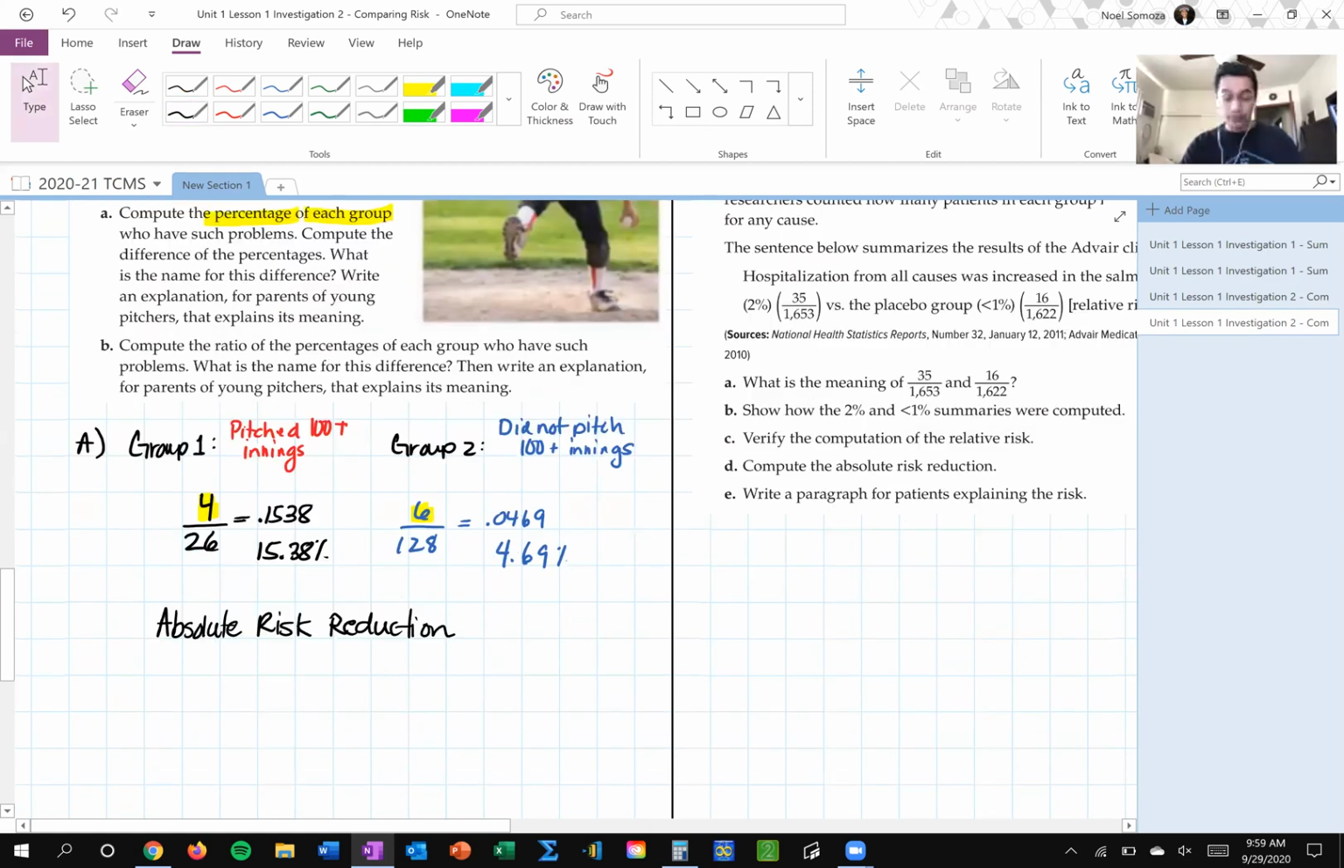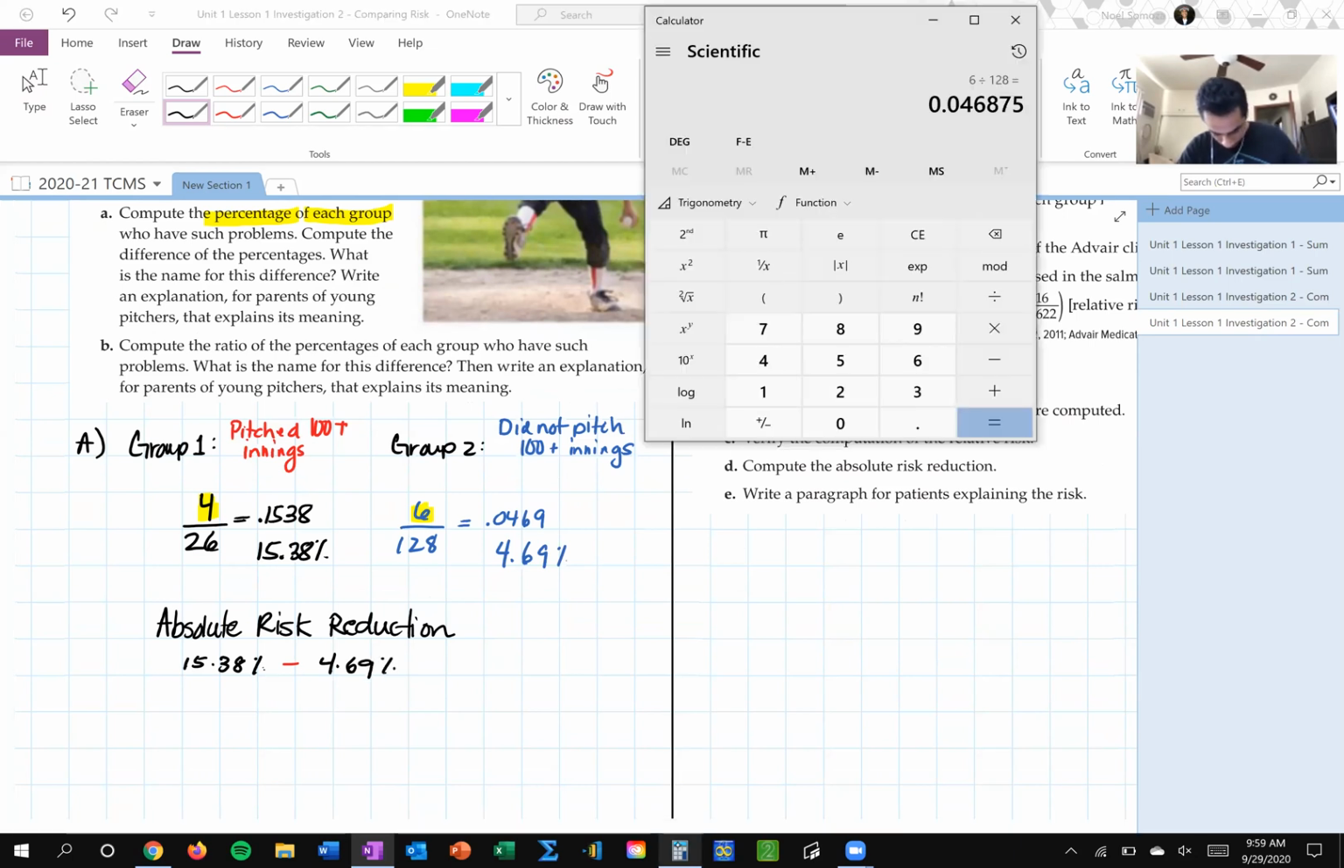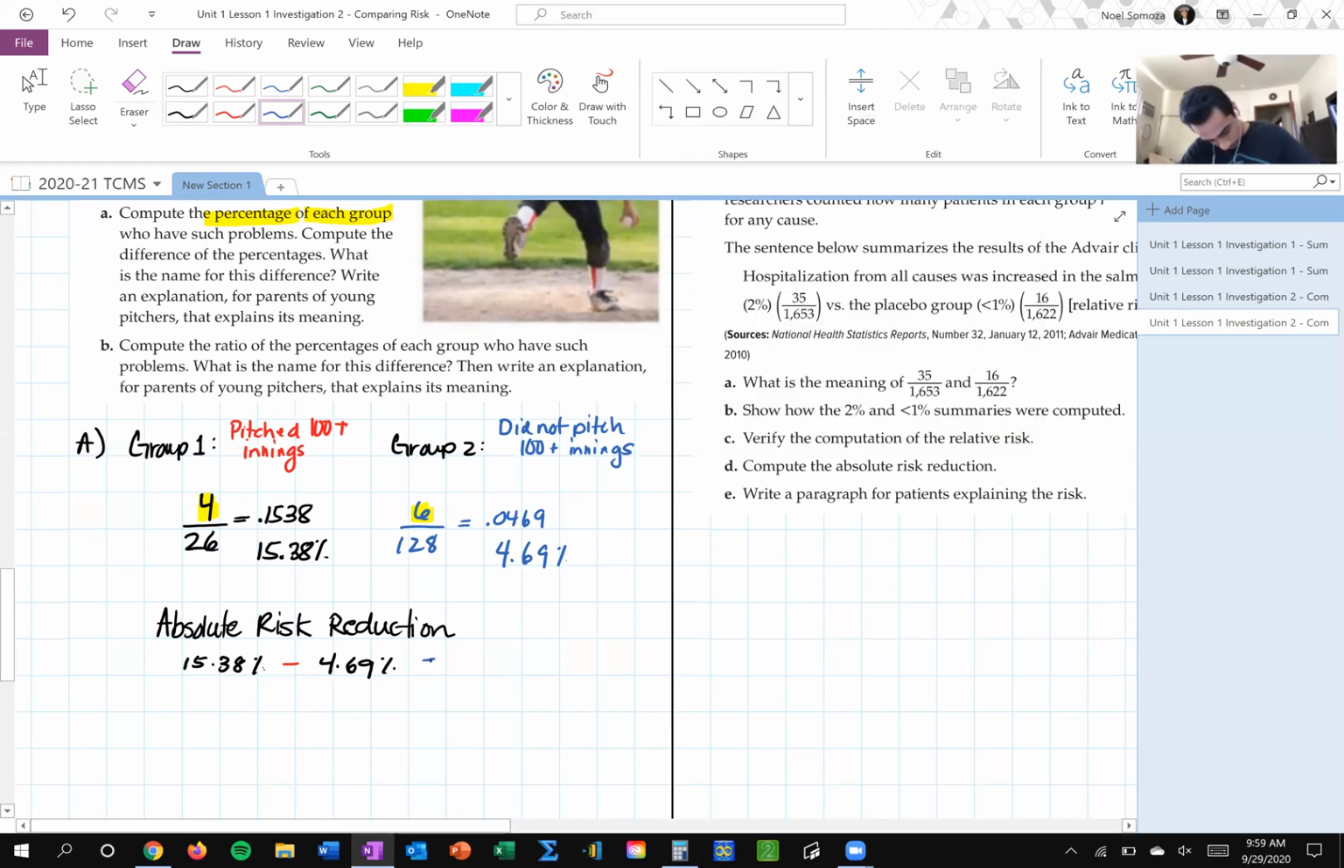And this will give us some information. So let's subtract 15.38% minus 4.69%. What we have is 10.69. So we found the absolute risk reduction.